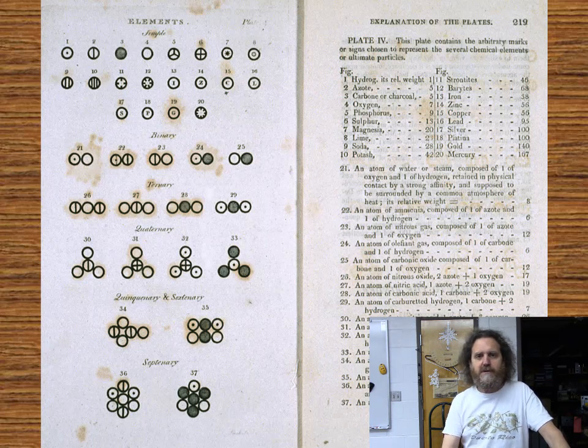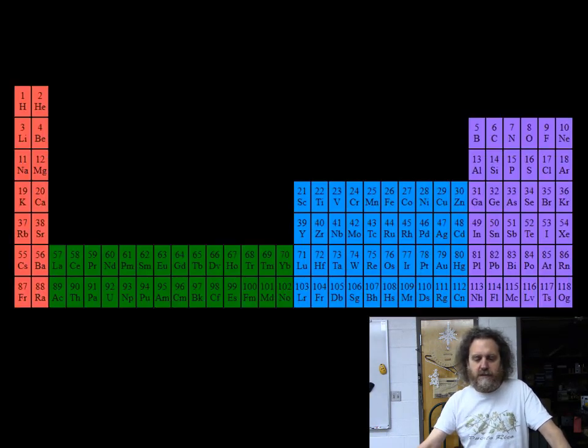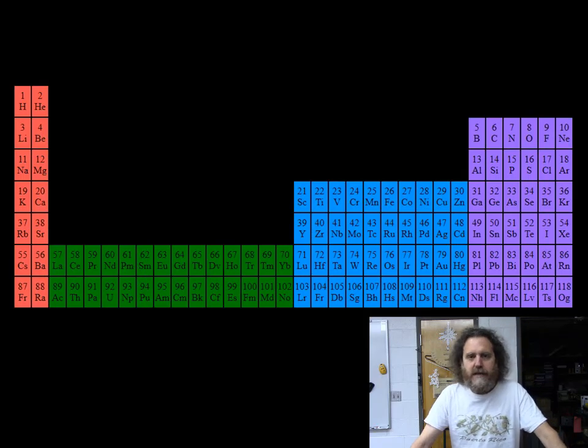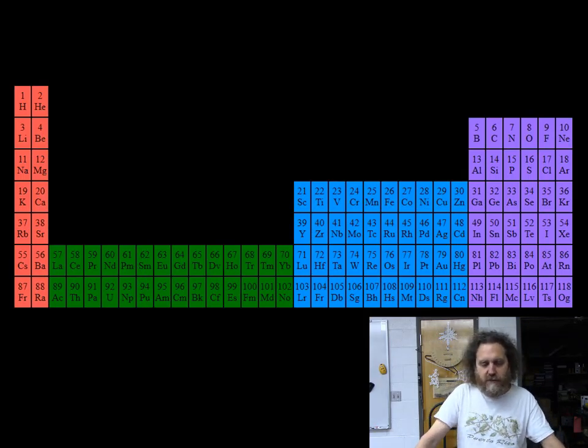Over the last 200 years, this has evolved. And this is the modern periodic table of elements. So this is all the different types of elements we have. Now this list goes all the way up to 118. We don't have that many elements on Earth. There's about 90 of them that exist on Earth.